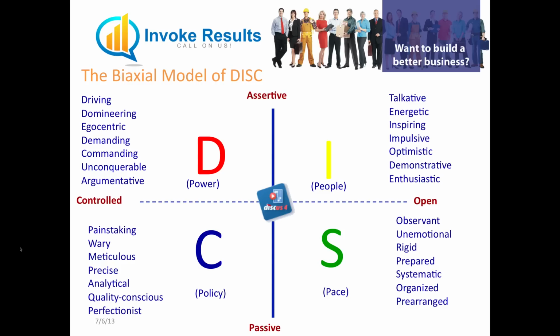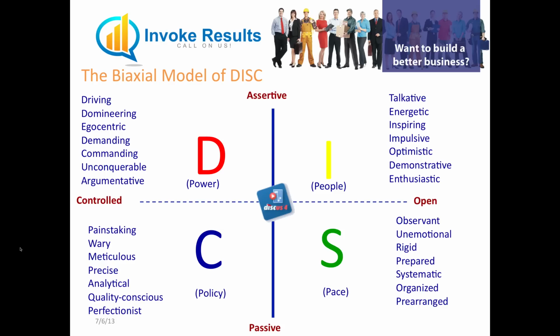On the other side of there, we have the influence, who are all about people. Their number one thing is that people like them. They fear rejection. They tend to be quite talkative, energetic, inspiring individuals, fairly impulsive, optimistic. So as you can see, they're still assertive, but they're also very open in their communication.